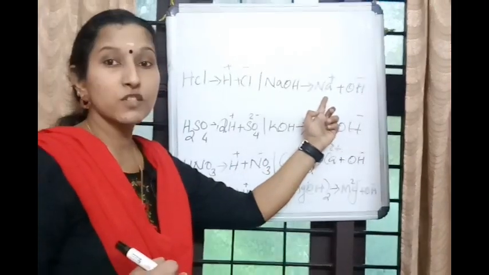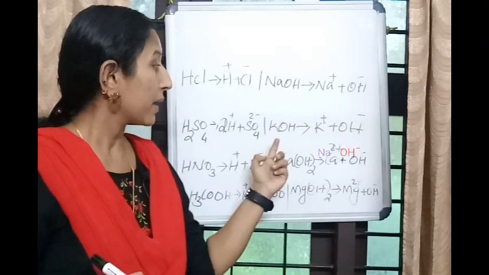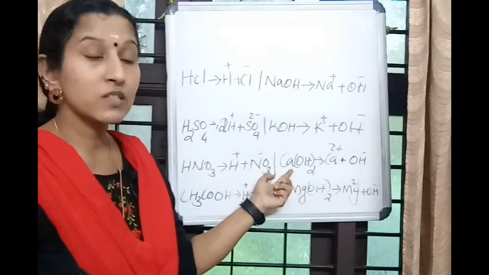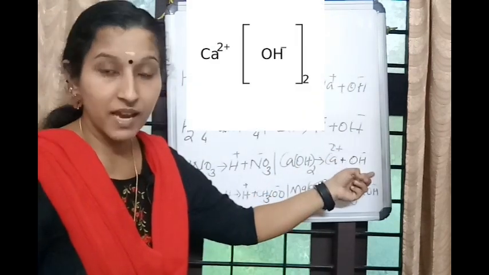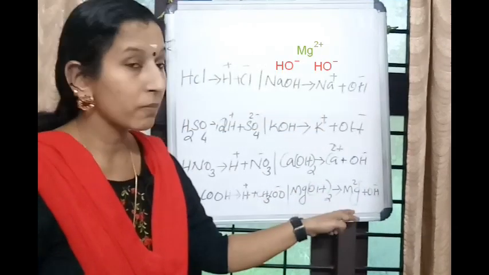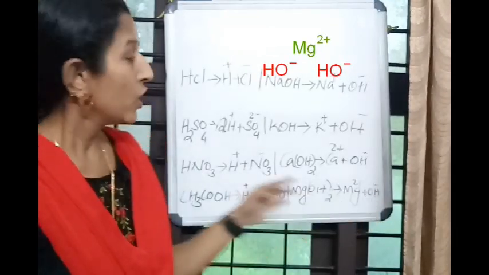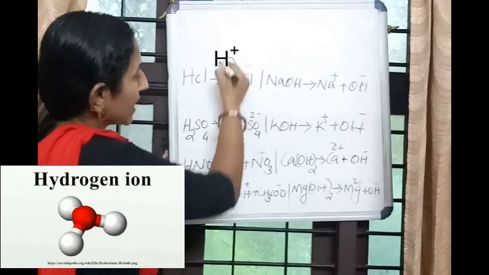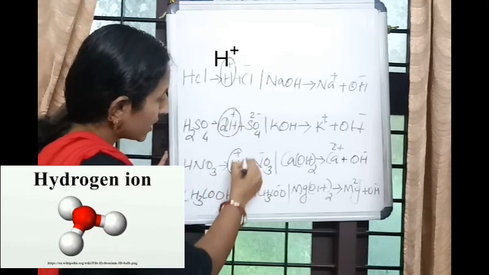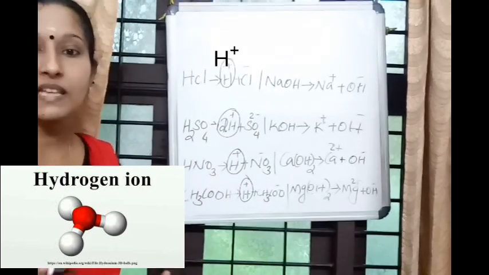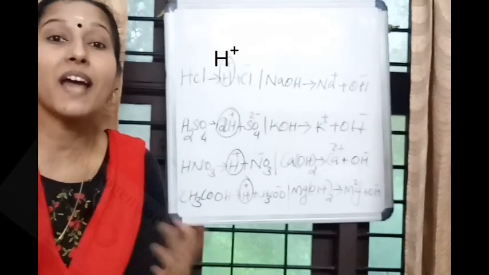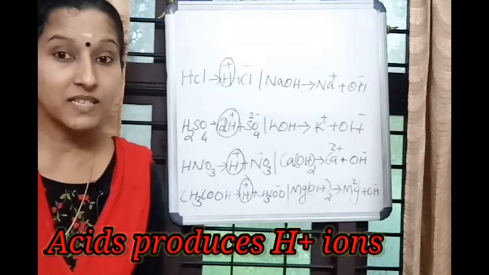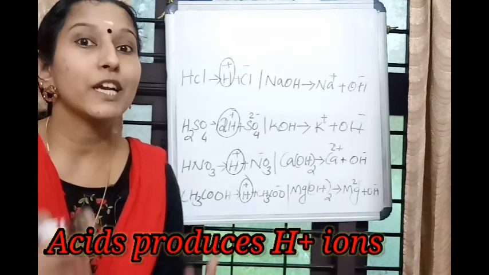Sodium hydroxide ionizes to form Na+ and OH-. Potassium hydroxide dissociates to form K+ and OH-. Calcium hydroxide dissociates to form Ca2+ and OH- ions. Magnesium hydroxide dissociates to form Mg2+ and OH- ions. So what can you see common in these acids? All the acids contain H+ ions in common. So what are acids? Acids are the substances which give H+ ions, which produce H+ ions.